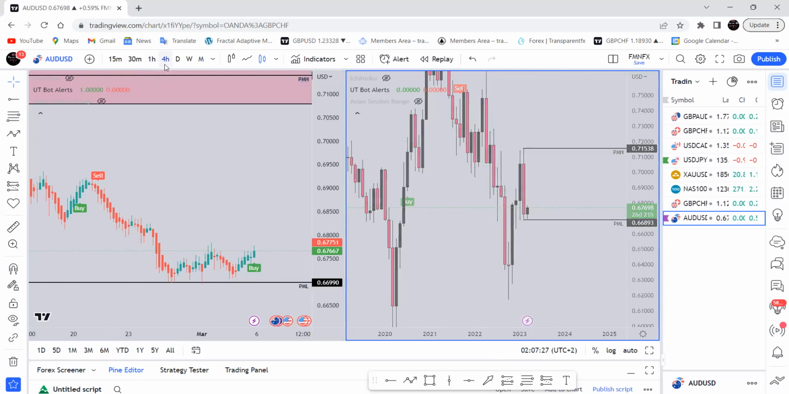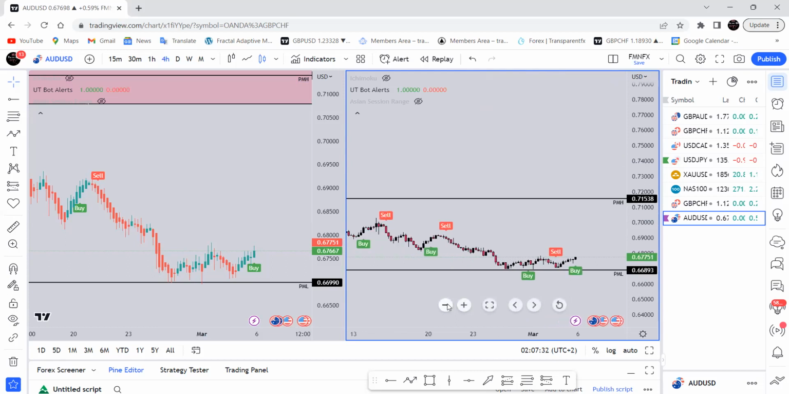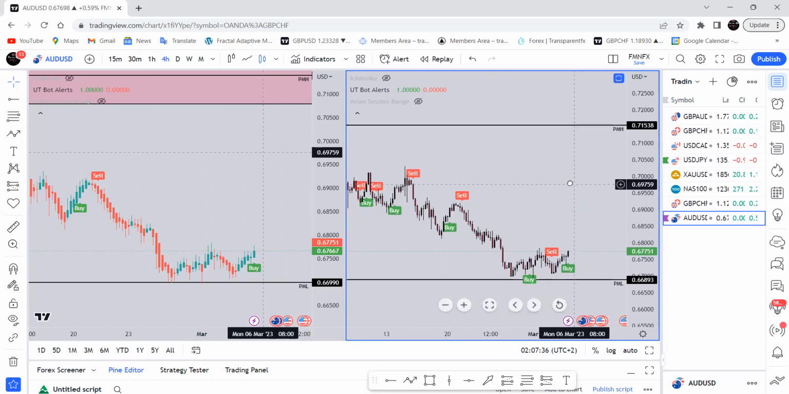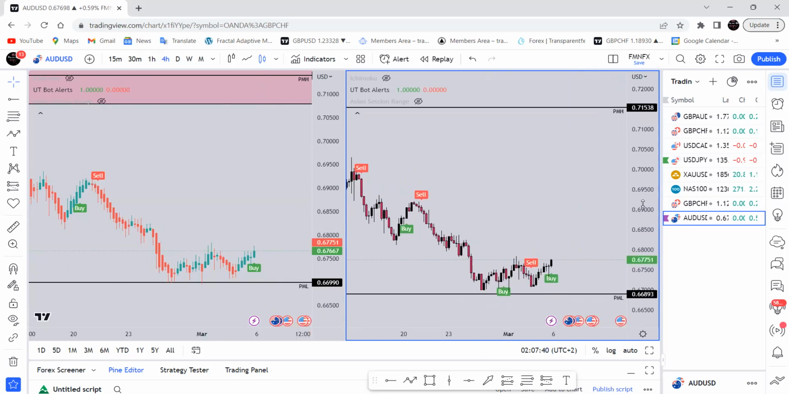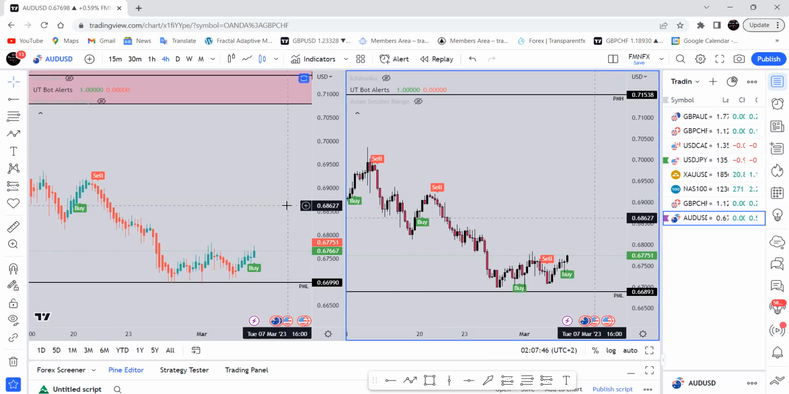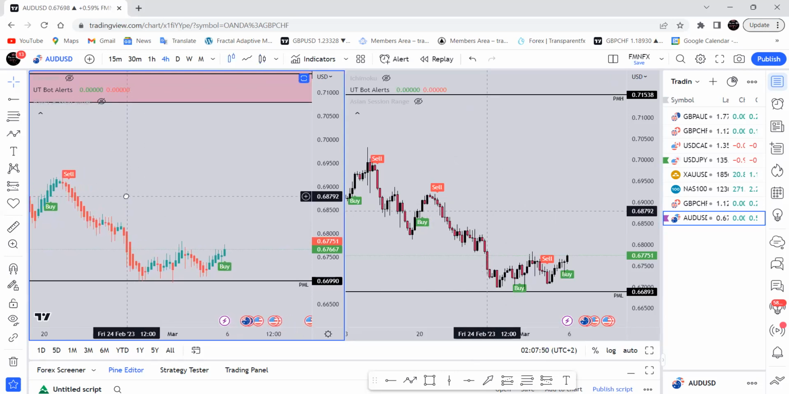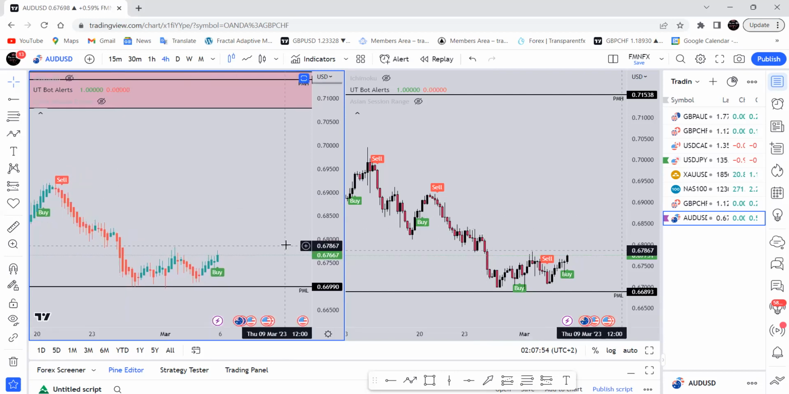Previous month's low, previous month's high. Let's go back to the 4-hour time frame so we look similar. It's the same price action. There we go. All right, so we got the sell. You can see the buy and sell. I'll even move that over so we can get a gist.